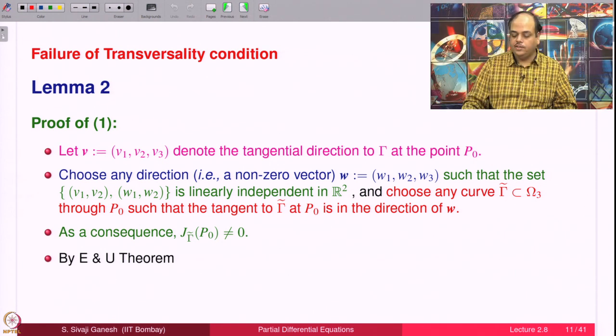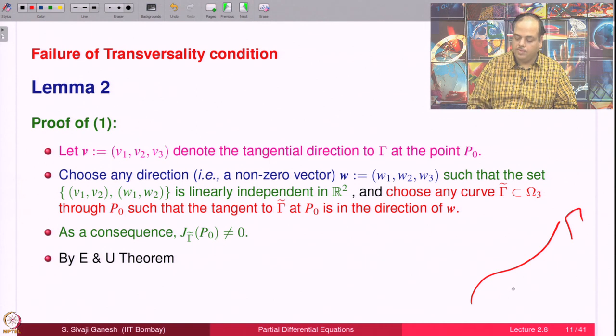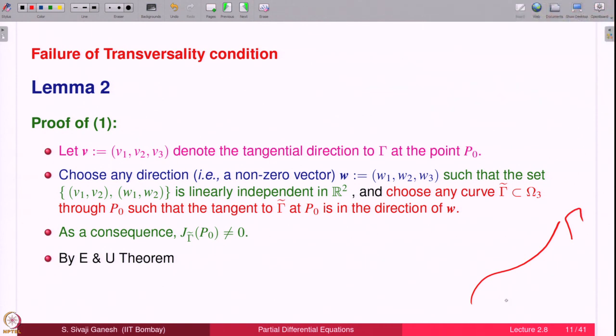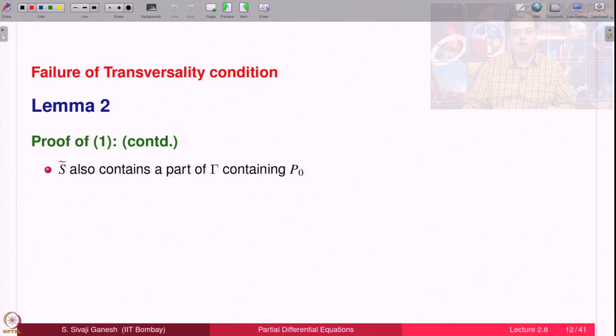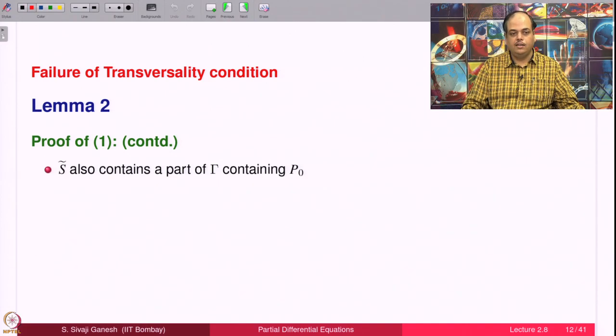Now, I can apply the existence uniqueness theorem. So, what happened is that initially we had a curve gamma, there was some problem because J was 0, we could not apply the existence uniqueness theorem. Then we chose another curve gamma tilde, for which the existence theorem can be applied. As a consequence, we get a kind of surface which contains a part of this gamma tilde, and as a consequence a part of gamma will also be there, because that is a characteristic curve. So, the surface is called S tilde that contains a part of gamma also, because gamma is a characteristic curve.